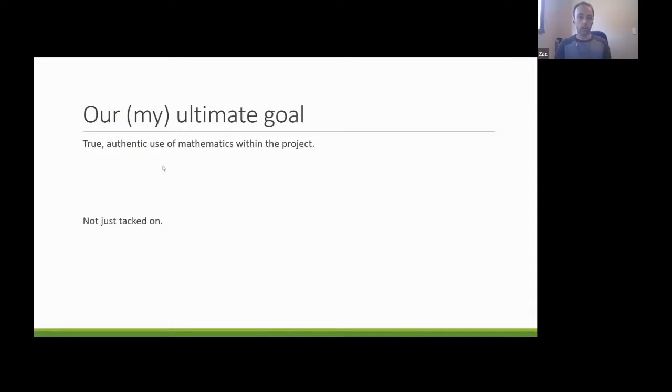Our ultimate goal, certainly mine, is to have true, authentic use of maths within the project. So as we started, we've had to, from a maths perspective, teach other teachers that a project isn't about we'll do this and oh, I know we can do some maths here because we'll be doing some adding, or working out the cost of something, or we'll be doing some measuring. But that actually the mathematics drives what is happening rather than being tacked on.